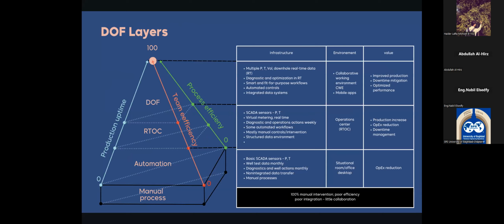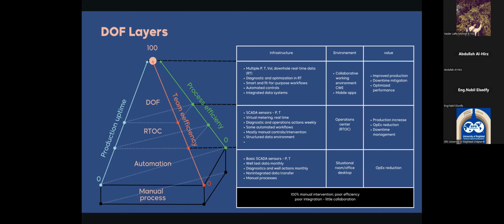So now we can see here we have a manual intervention. We don't have sensors that can be sent by SCADA system to the engineers in the operation room or something like that. So now we have a lot of uncertainty on that one. If we jump directly to the DOF, now we have multiple pressure, temperature, volume sensors. Not only that, we also have downhole real-time data sensors. So from that, we can understand our reservoir more.